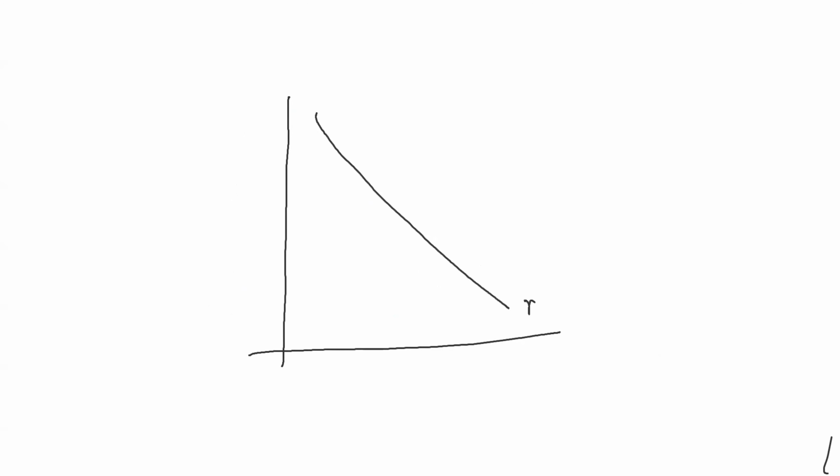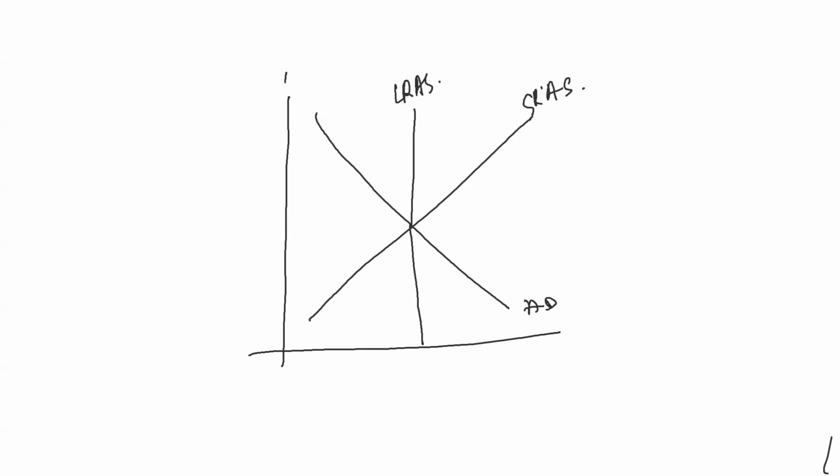Okay. That is, this is aggregate demand. This is aggregate supply, which is aggregate supply in the short run. So SRAS. I did tell you about short run and long run aggregate supply, remember? So we see them all in one curve.